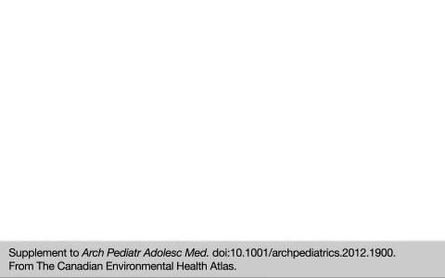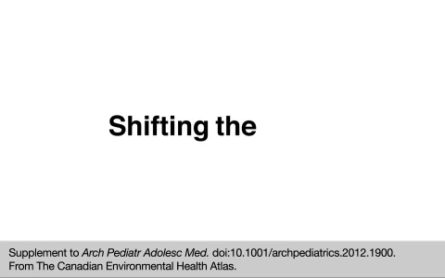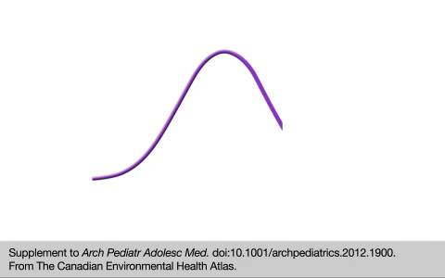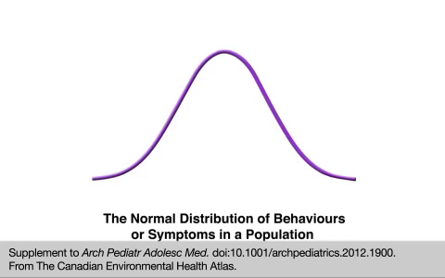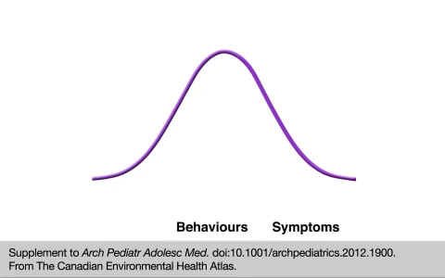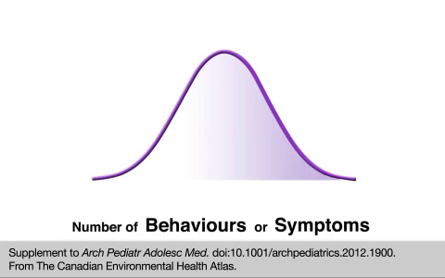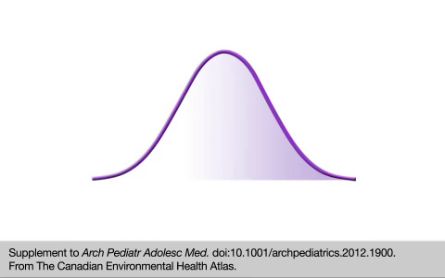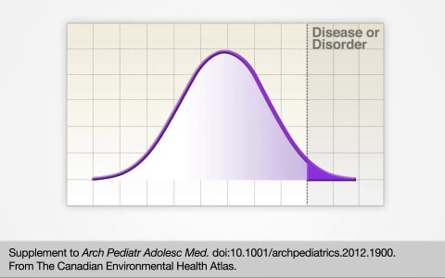One of the key concepts in public health is called shifting the curve. This curve represents the normal distribution of behaviors or symptoms in a population. Most behaviors and symptoms occur on a continuum. The number of behaviors or symptoms increases as you move from left to right. At some point, we define the condition as a disease or disorder.